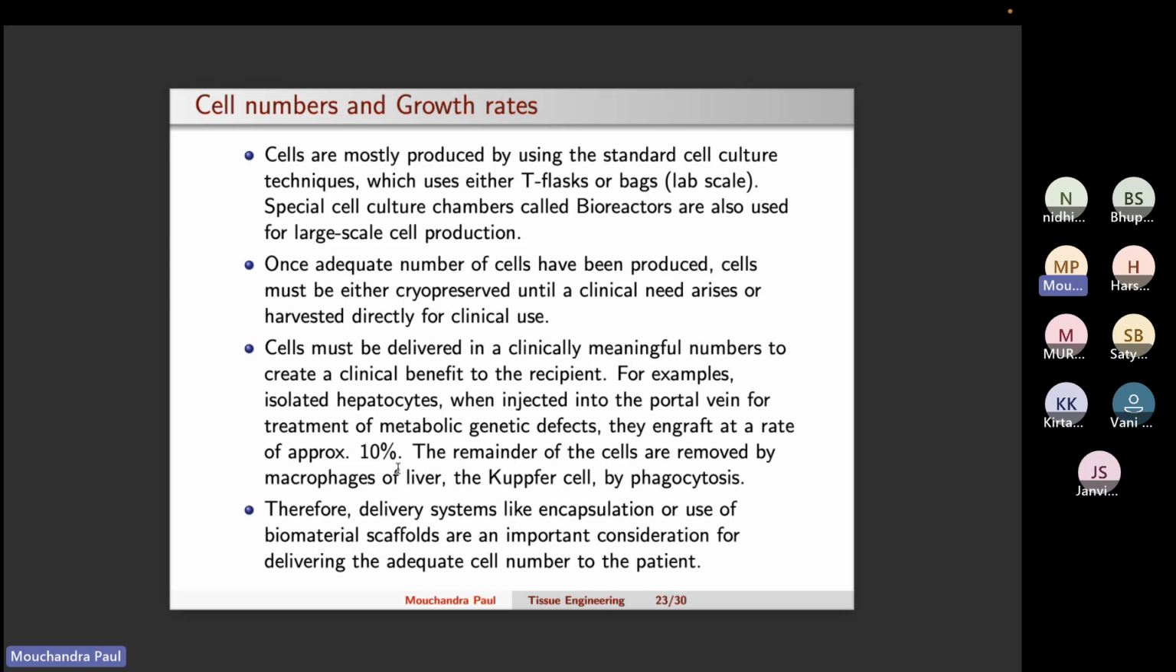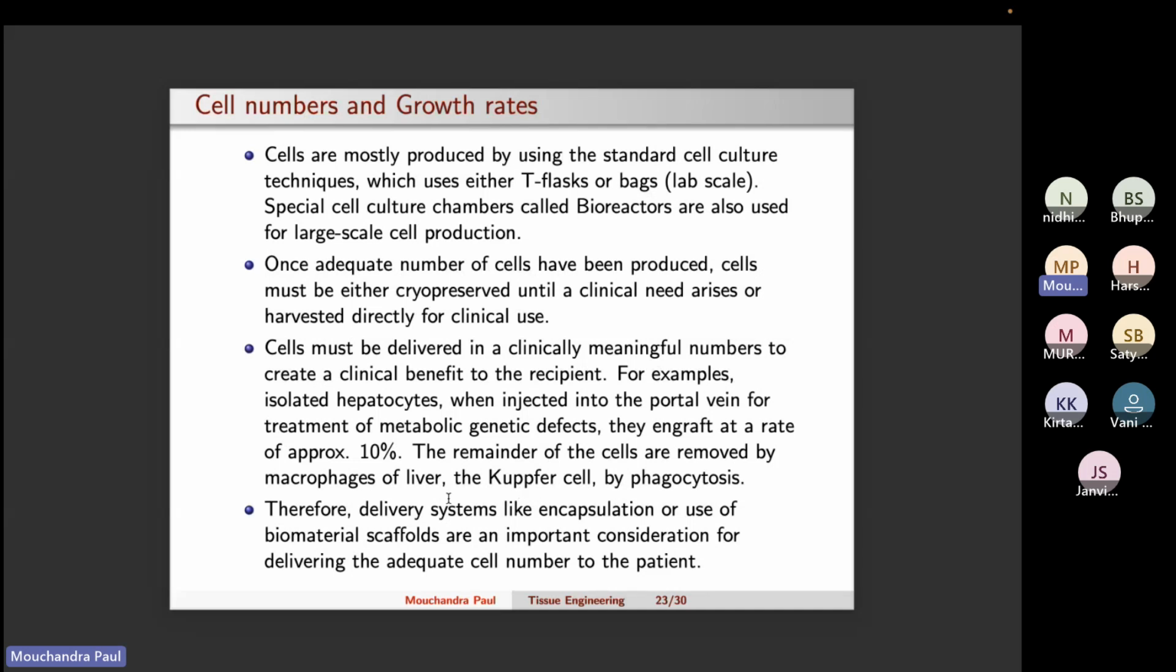So if you have given around 100 cells, only 10% of them will engraft. The remaining 90% will flush out, or they will be detected by the immune cells, macrophages and all, and destroyed by phagocytosis. In the liver, the macrophages are called Kupffer cells, so they will destroy them.